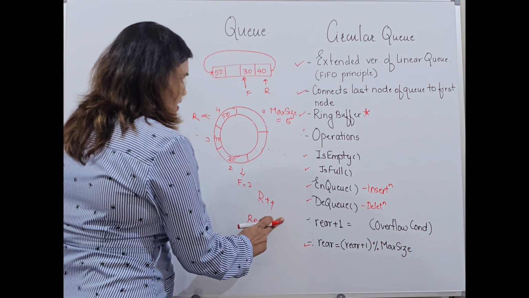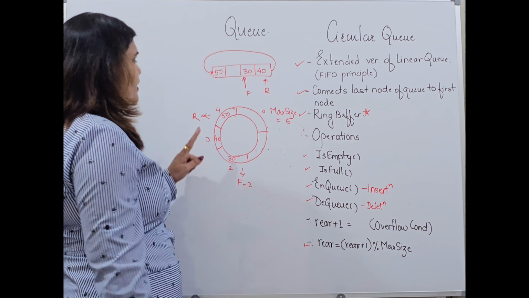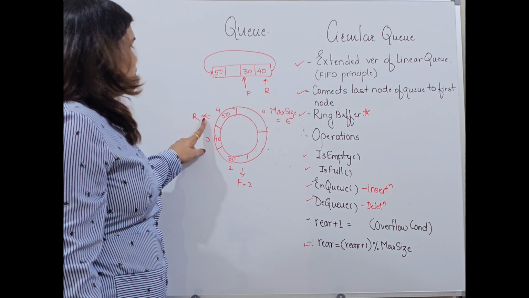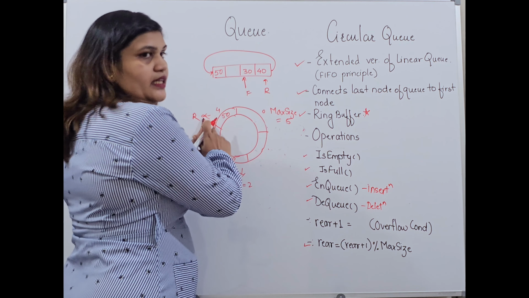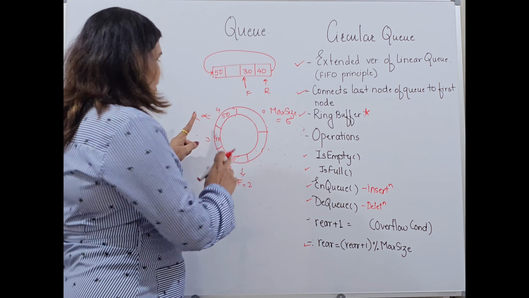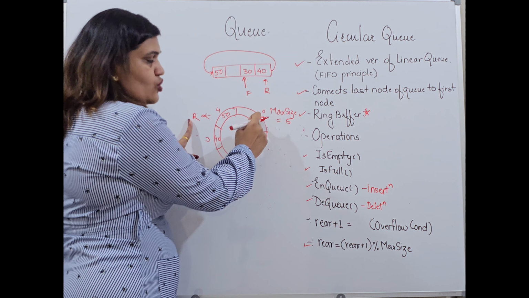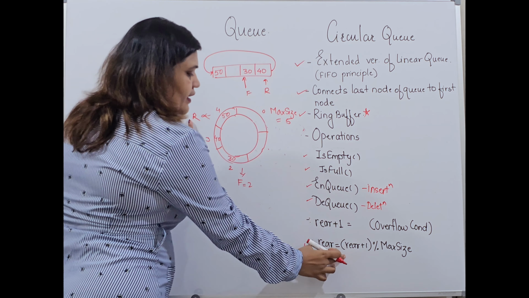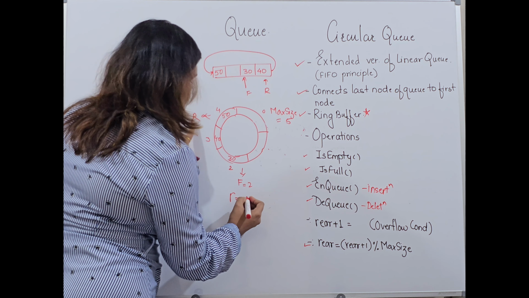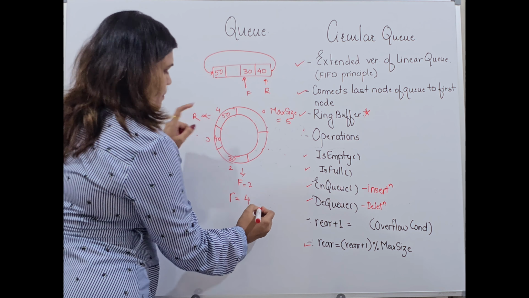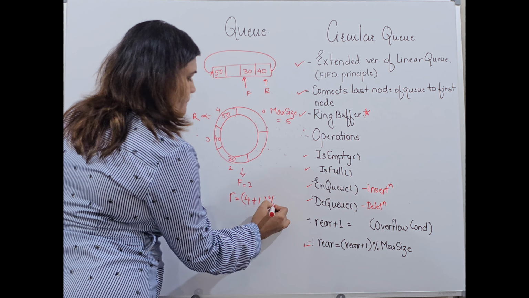Now let's try to understand this. Okay. So my rear has reached here. It wants to insert an element. So now I want my rear to increment, but it should increment to the 0th position. So for that, what am I going to do? Rear equal to rear plus 1 mod of max size. What is my rear? That is 4 plus 1, mod of max size.